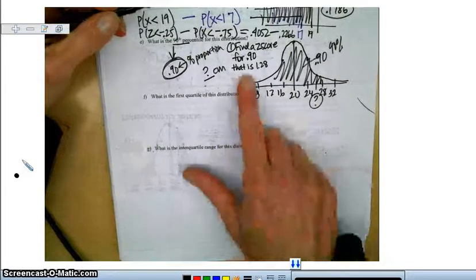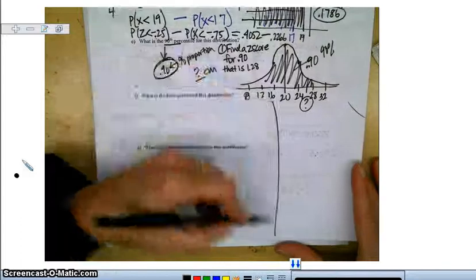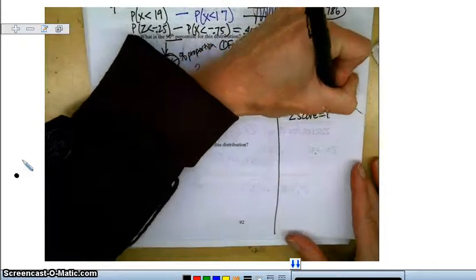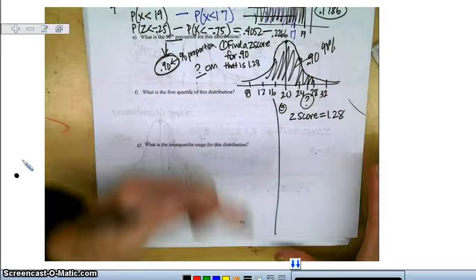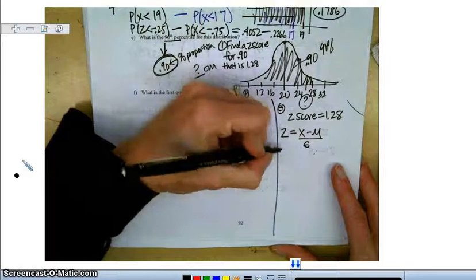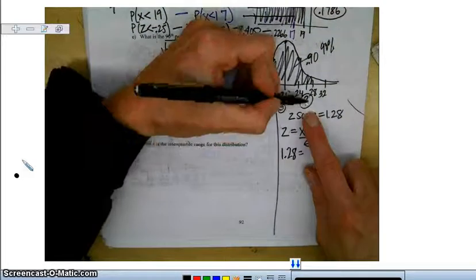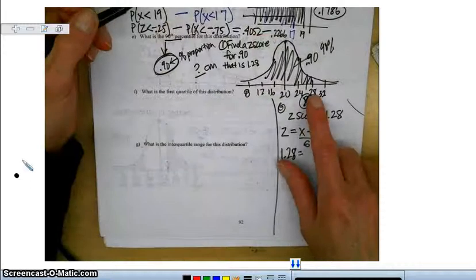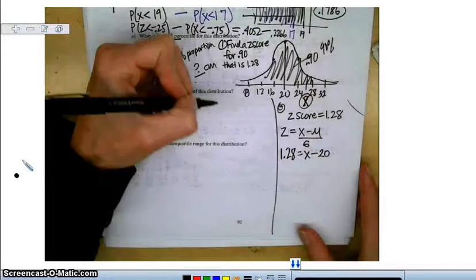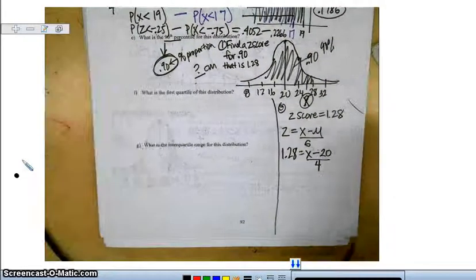Now I know that the z-score for this is 1.28. I'm going to work this one out down here, so this is going to be part E. If I set up my z-score equation, z equals x minus mu divided by sigma, the z-score I want is 1.28. I'm looking for this x value, what value along here. I know my mean of orange circumferences is 20 and the standard deviation is 4. So now I can just solve it for x.